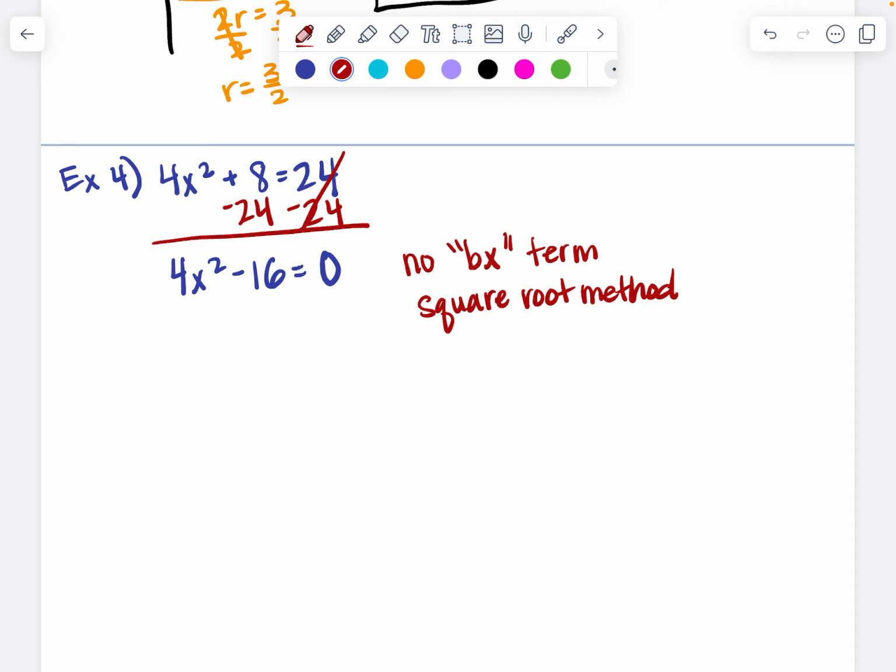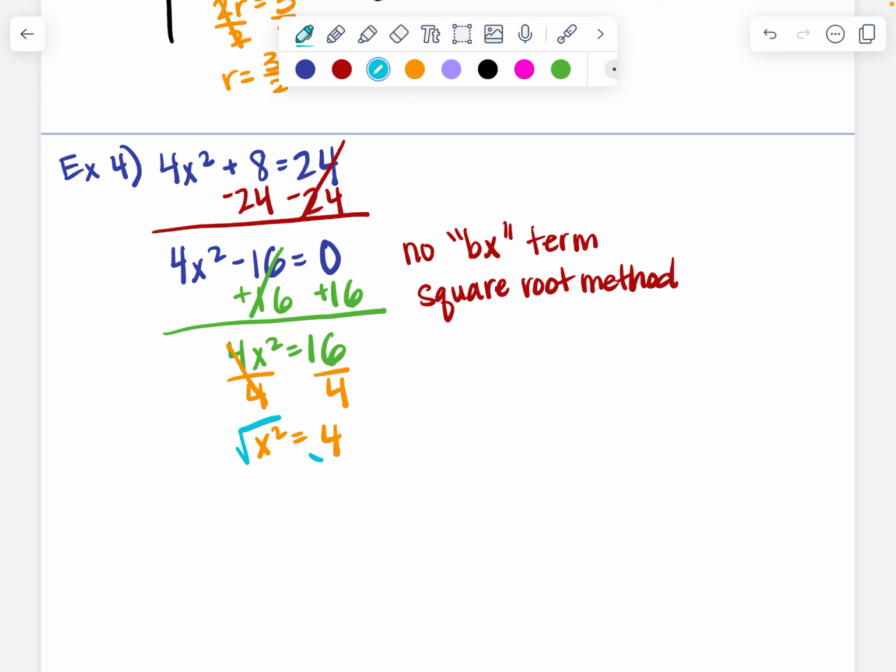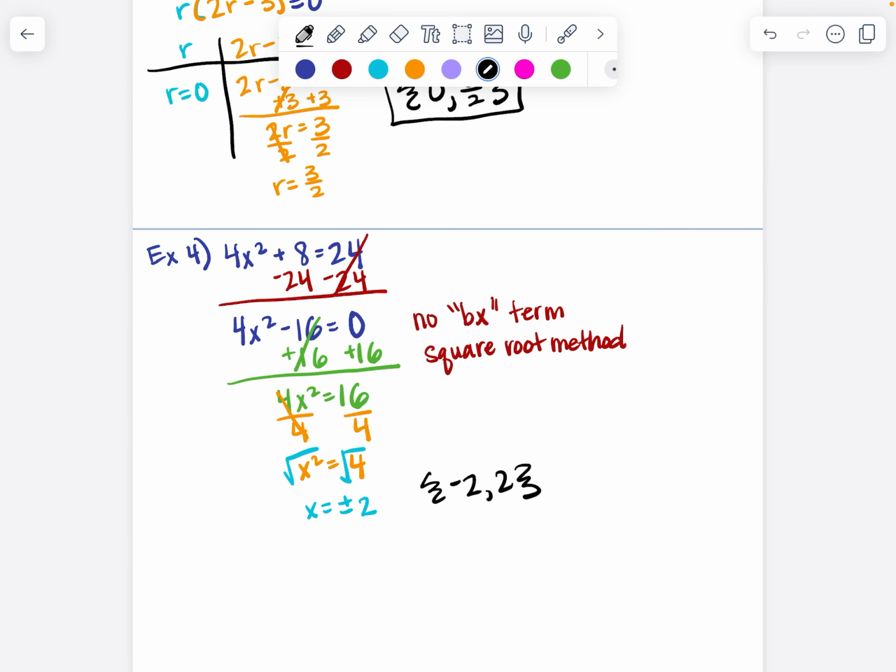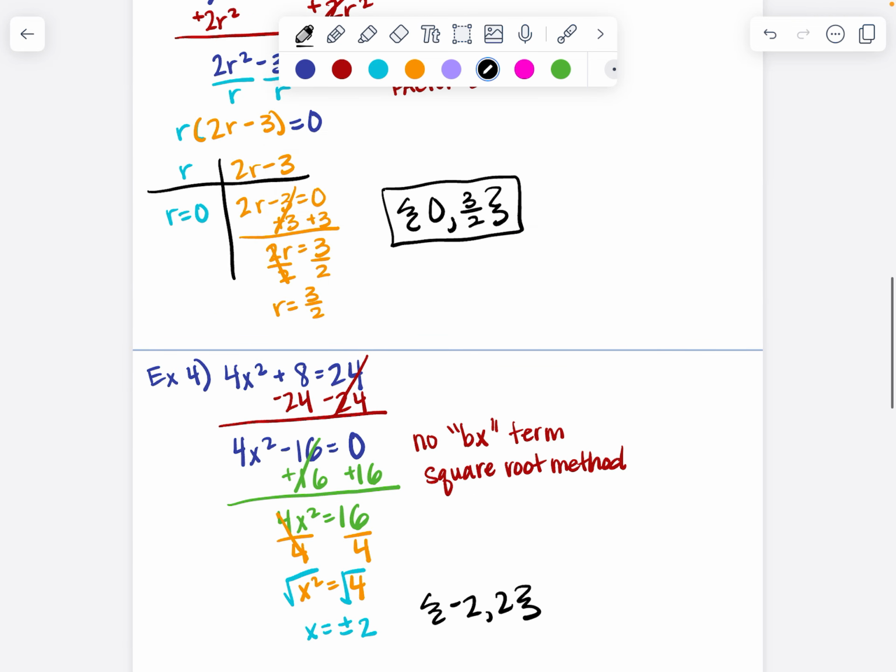So in this case, I want the left side to have x squared by itself. So we're going to add 16. Then divide by 4. Then take the square root of both sides. So x equals positive and negative 2. So this is what you'll be doing in today's practice.